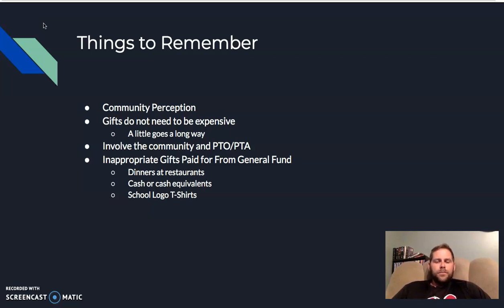And some things just to keep in mind, some gifts that we shouldn't ever be using the general fund for: dinners at restaurants for a staff member, cash or cash equivalents, or, like I spoke to earlier, the school logo t-shirts.